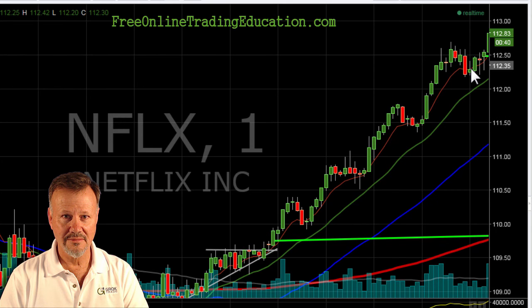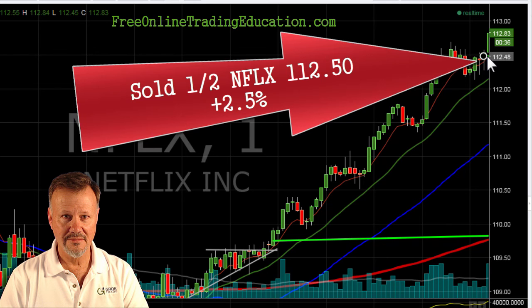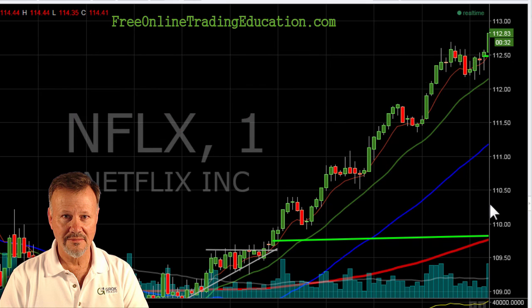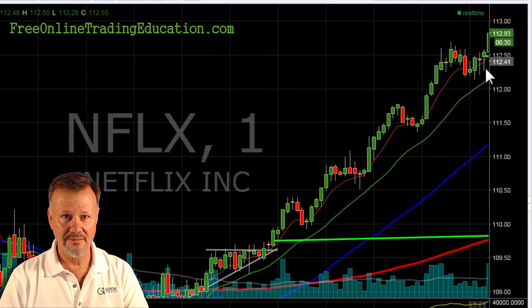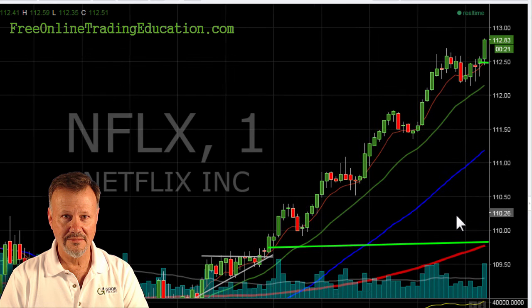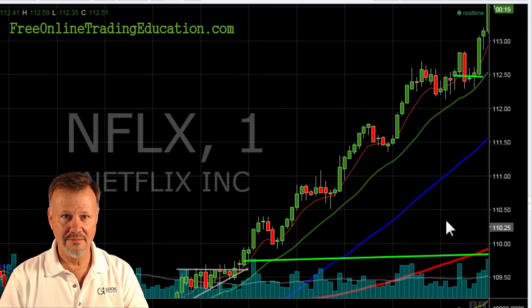So I went ahead and took out half here at 112.50, for 2.5% on the first half. As it was resting here, I wasn't sure if it was going to continue up or do a reversal. So I took out my half and set my stop for the second half right about the 112 area, and boom, there we go.